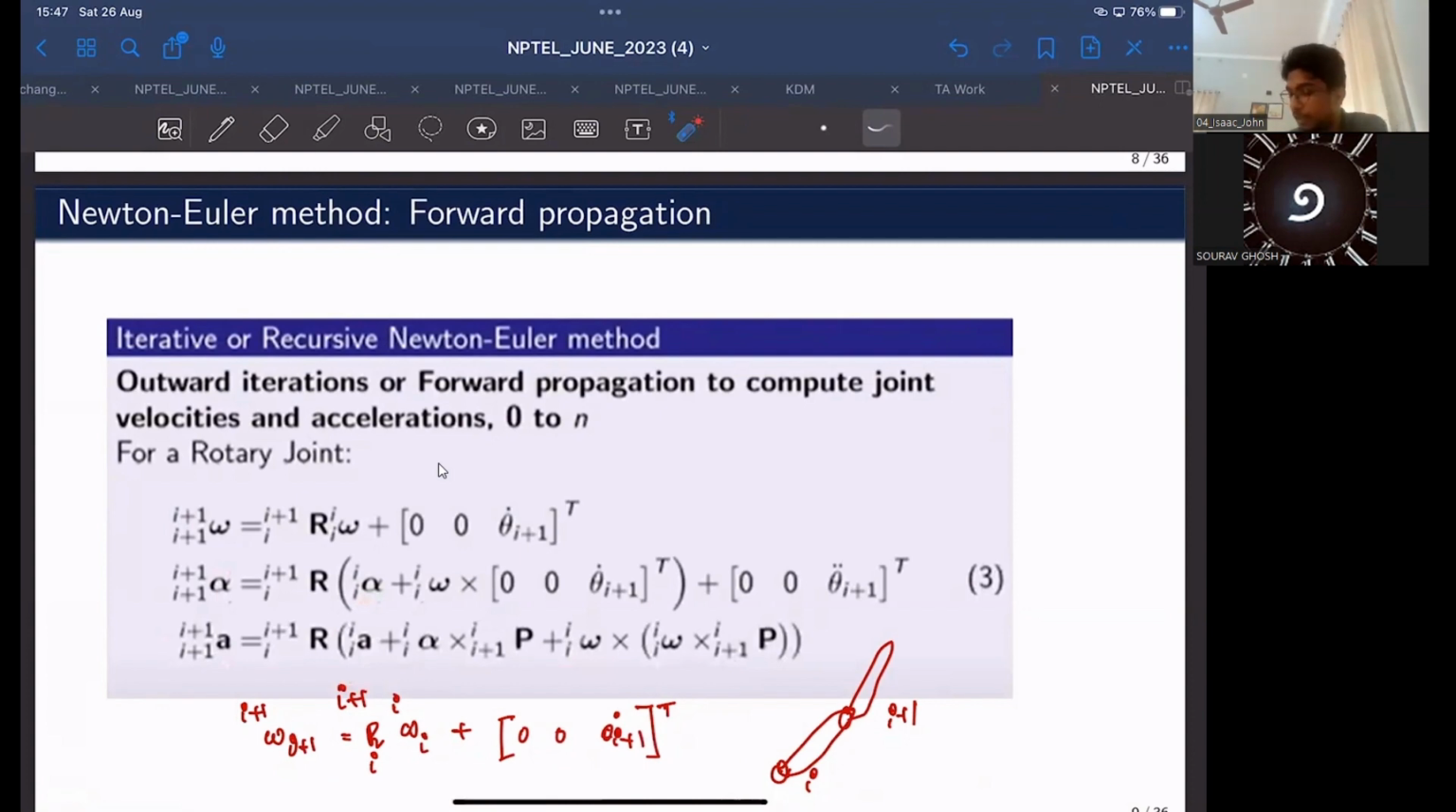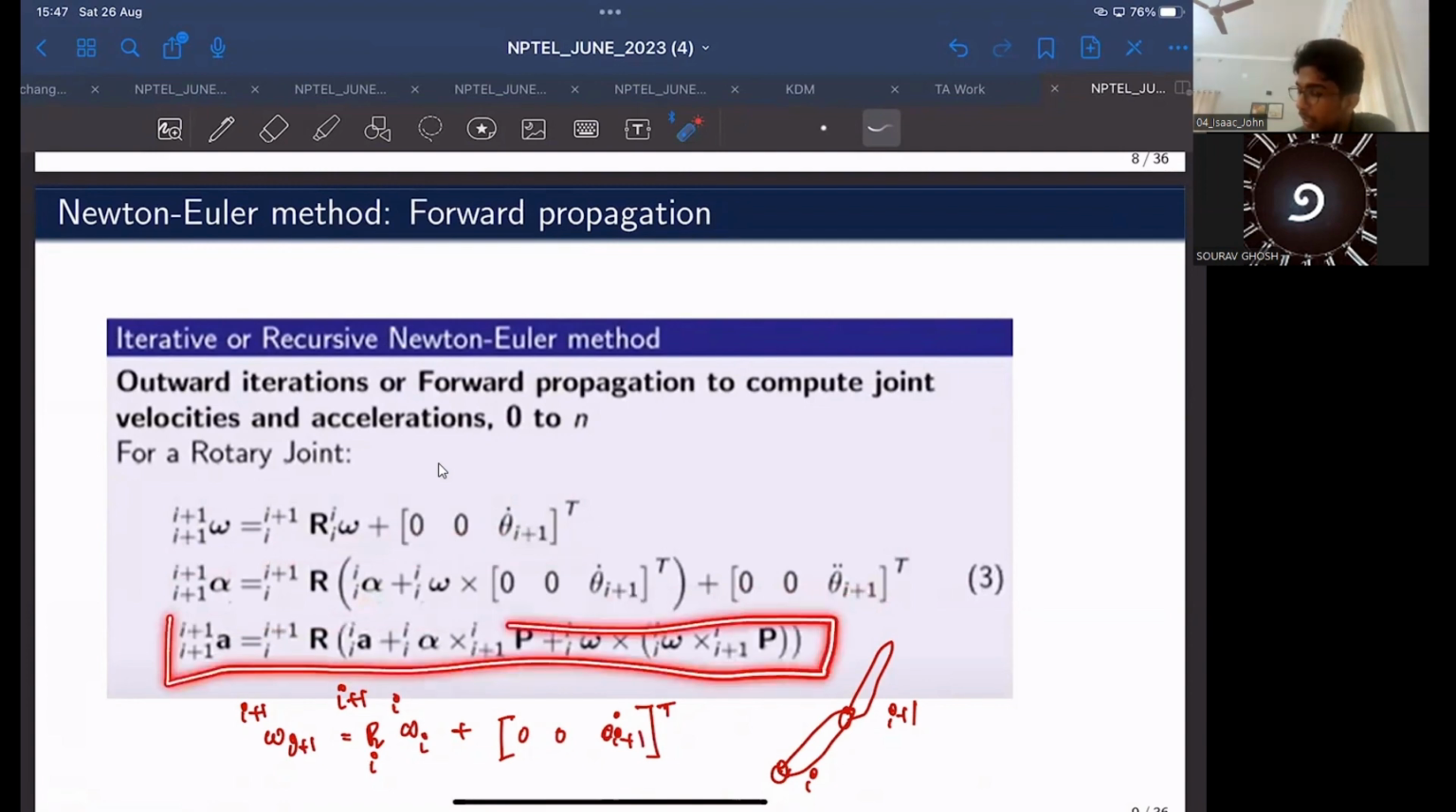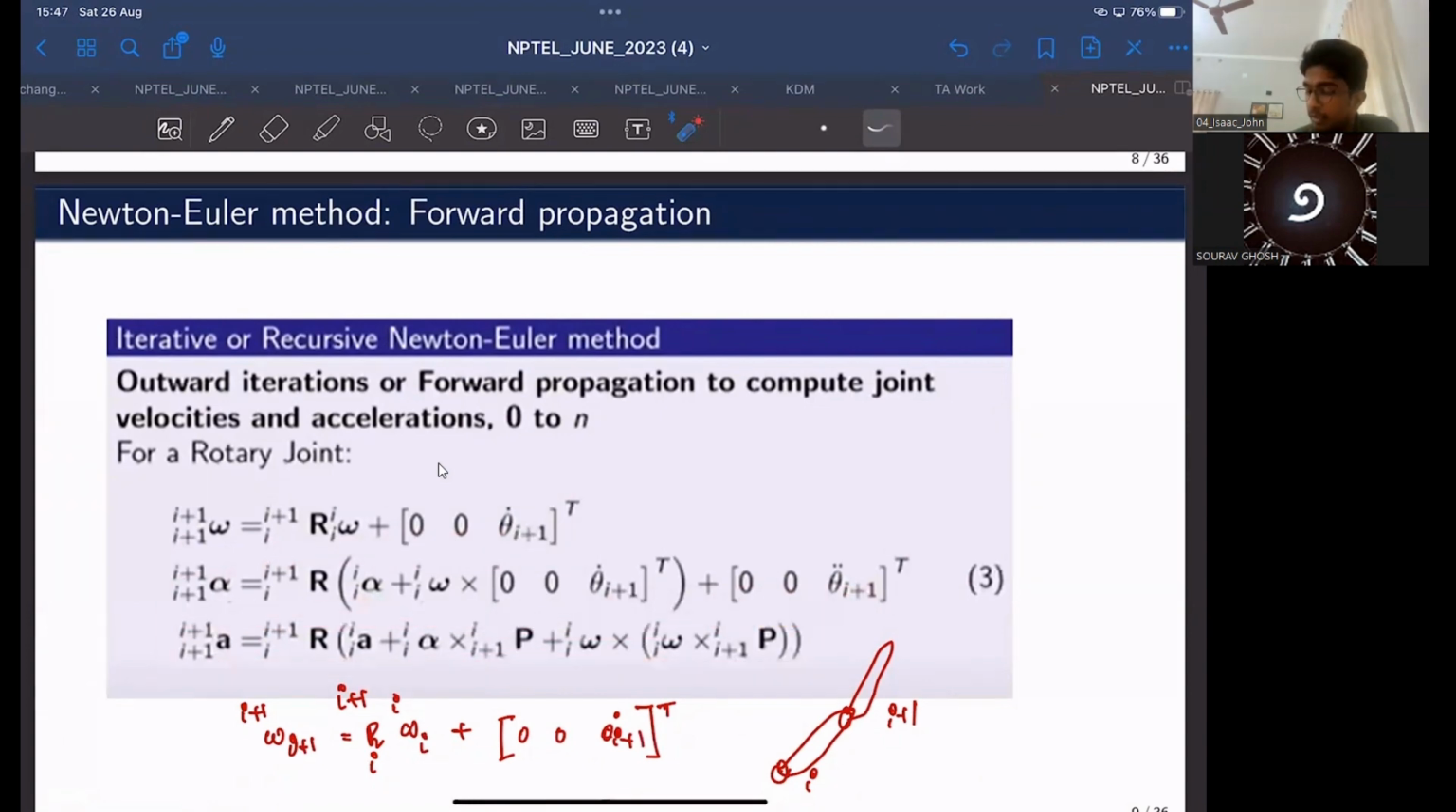And again, further taking the partial derivatives of this equation, we'll be able to get this equation, that is the equation concerning angular acceleration. And we also have an equation corresponding to the linear acceleration of the I+1 frame. So these are recursive relations.